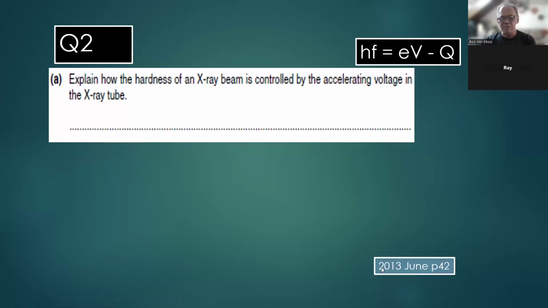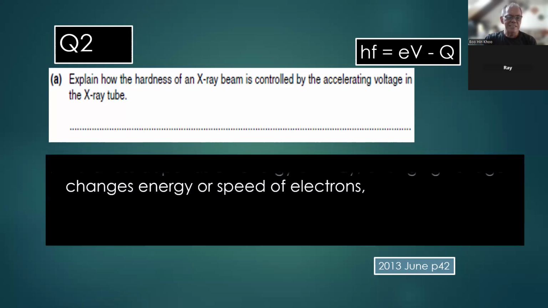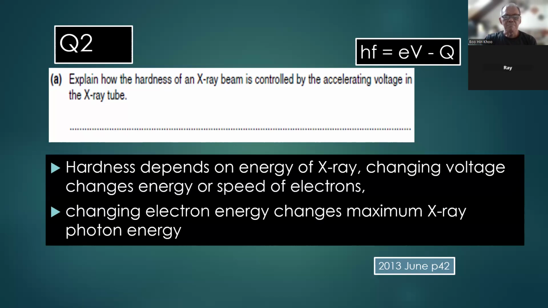This is from 2013, May June, paper 42 or variant 42. Explain how the hardness of X-ray is controlled by the accelerating voltage. We have answered this one. Hardness depends on energy of X-ray. Changing voltage changes the kinetic energy of the electron. It changes the energy or speed of the electron. Changing electron energy changes the maximum energy of the X-ray that's produced. Photon.